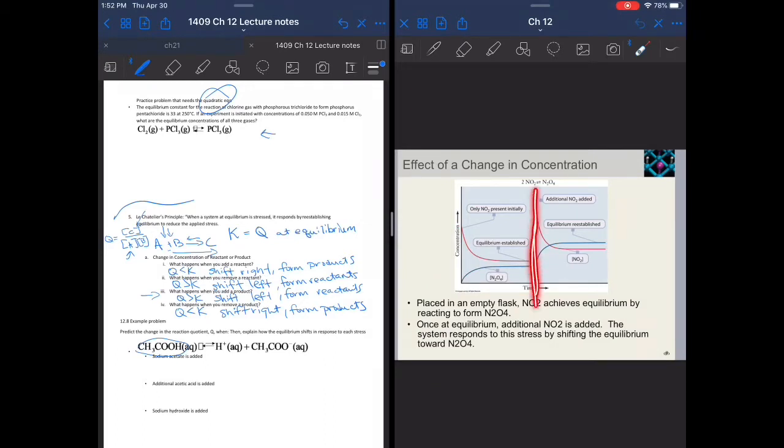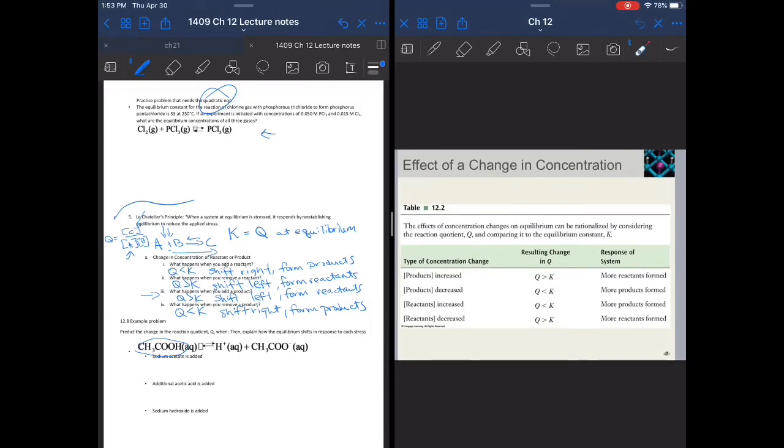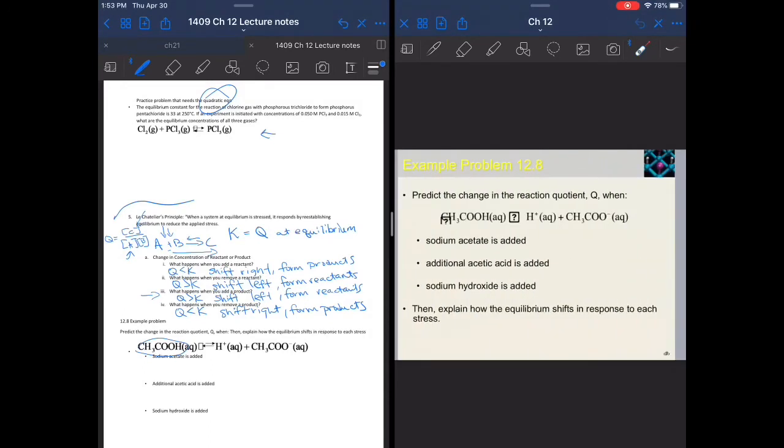Then you notice that at this time right here, we have a big spike in NO2. So we've added additional NO2, and immediately the amount of N2O4 starts to go up again until we reach equilibrium again. The concentrations switch, but we get to equilibrium once these level out again. We see that the equilibrium does shift when we apply a stress like adding a reactant. Here is a little table summarizing what we already wrote down.